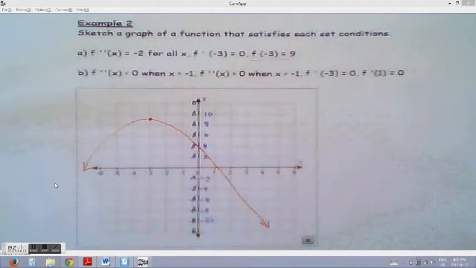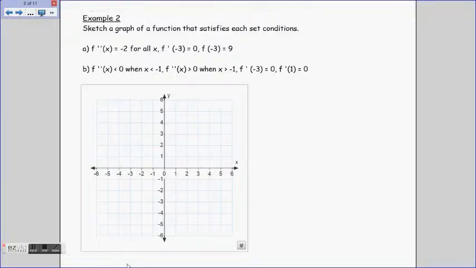Okay, so let's take a look at number 2, part B. So f double prime at x is smaller than 0 when x is smaller than -1. Okay, so that means it's negative. So second derivative is negative, which means we're concaving down for the values of x that are smaller than -1.